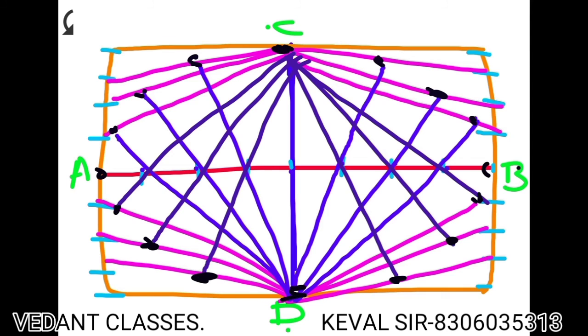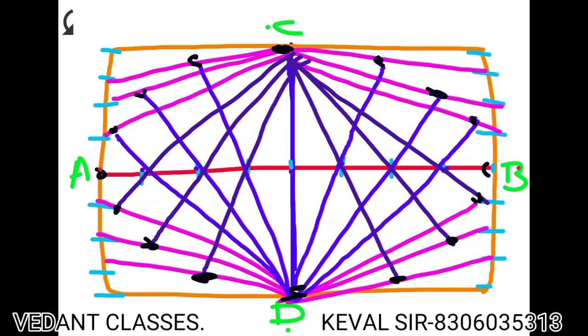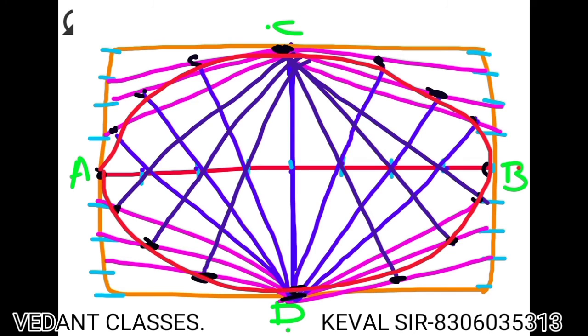Now joining all these points you will get a curve. Okay, by joining all these points you will get a curve. So it will be like this. So this will be your required ellipse. So this is how you can draw an ellipse by the rectangle method.